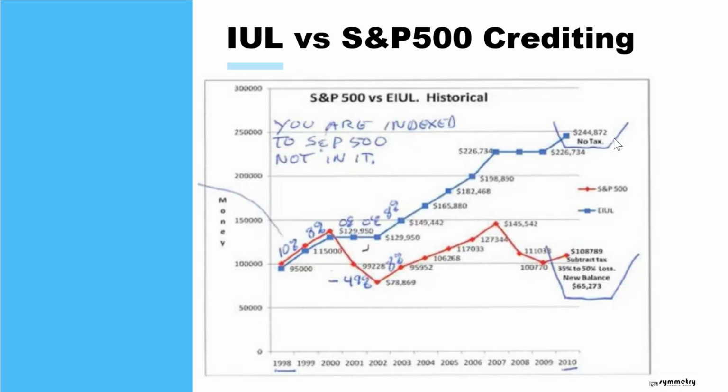Now, in this fund, we have $244,872 at the end of that period compared to $108,000 down here. So we're actually 250% more in our IUL fund than in our S&P 500 index fund. All right, so let's look at some more recent data and see what happens there.